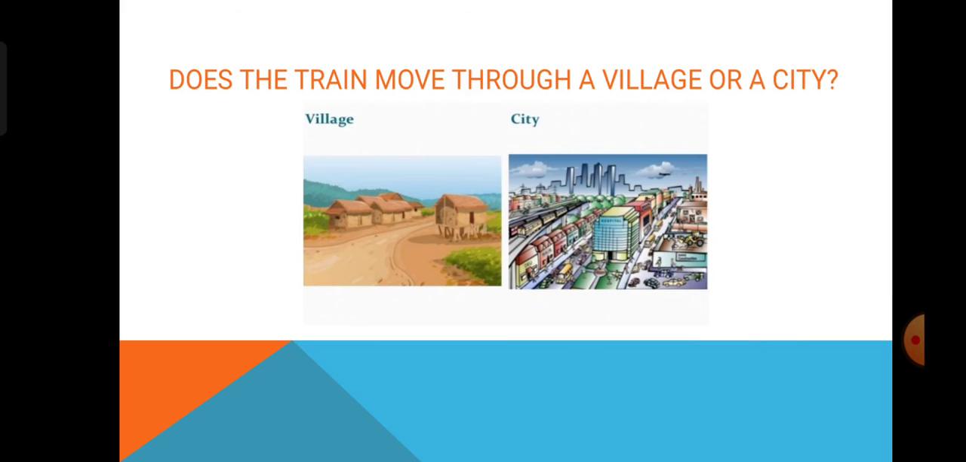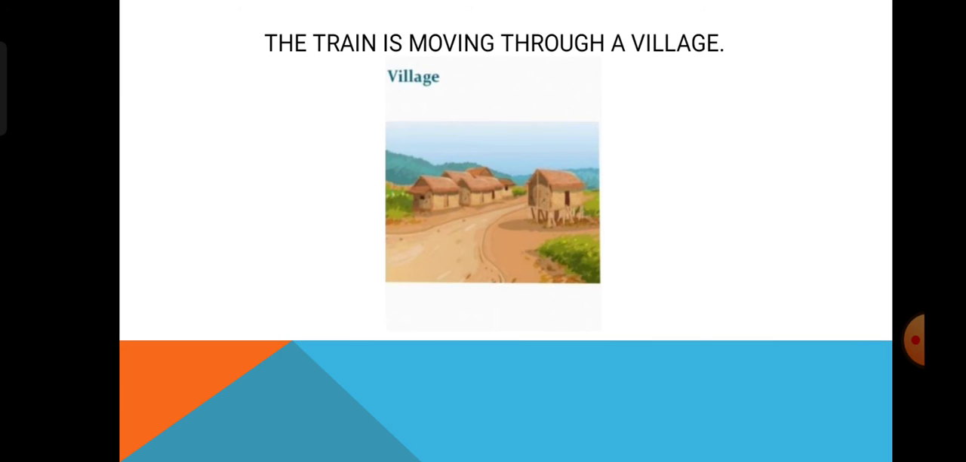Does the train move through a village or city? See the images. What was discussed in the last class? What were the images that were visible from the railway carriage? Was it of a village or of a city? Yes, the train was moving through a village, and the sights that we see from the railway carriage belong to a village, or it's a countryside view.